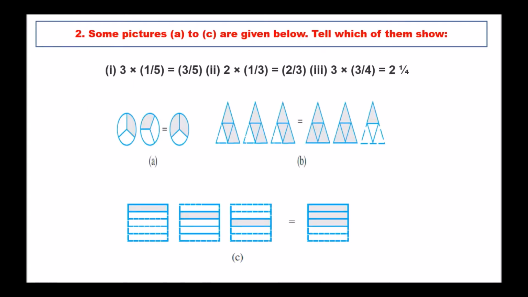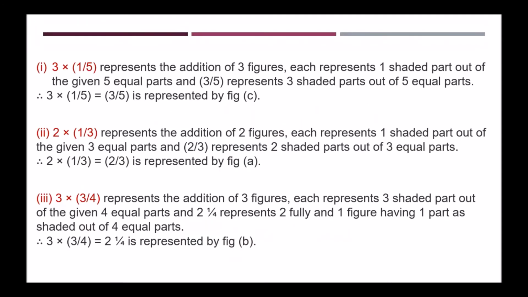Now the second question is: some pictures A to C are given below. Tell which of them show the given expressions. So these are the figures. We have to check it out. 3 into 1 by 5 represents the addition of three figures. Each represents one shaded part out of the given 5 equal parts, and 3 by 5 represents three shaded parts out of 5 equal parts. So 3 into 1 by 5 equals 3 by 5 is represented by figure C.